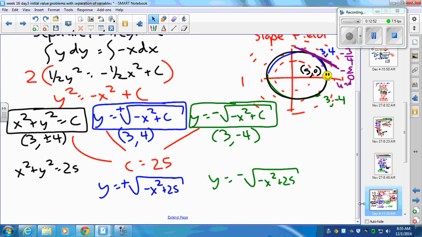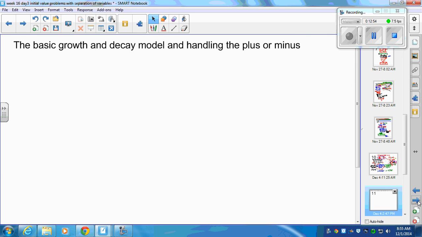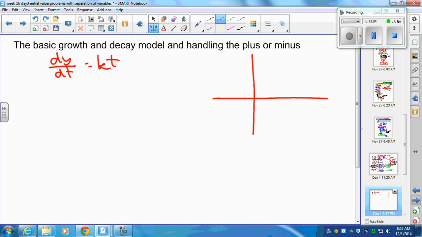Let's take a look at another one. Okay? We've talked about this one many times. dy/dt equals kt. And when you graph this guy, it looks like flat, flat, flat, flat, flat, flat, flat. Up, up, up, up, up, up, up, up. Steeper. Steepest.